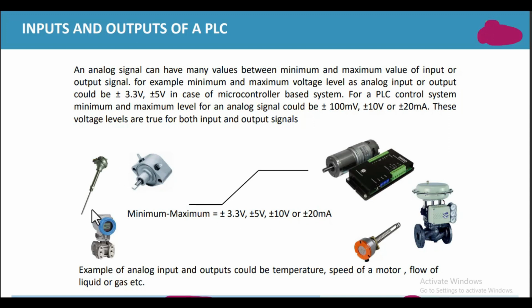These are the input systems. This is a temperature sensor, this is a motor, this is a valve. Examples of analog input and output could be temperature, speed of a motor, and flow of a liquid. This is the speed of a motor, this is the temperature, and this is the flow sensor or flow valve. So these could be attached at the input. These are the sensing values that could be measured with the help of analog values.